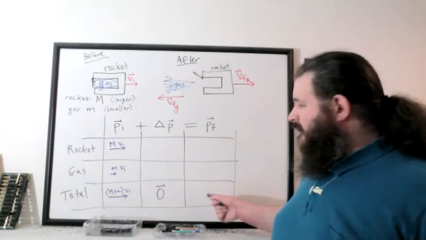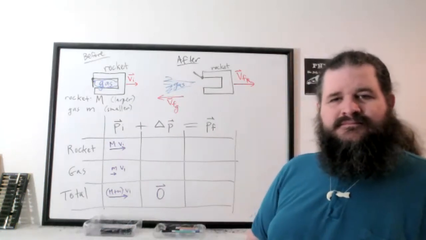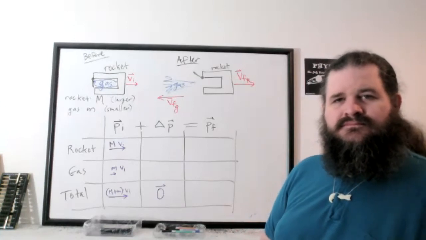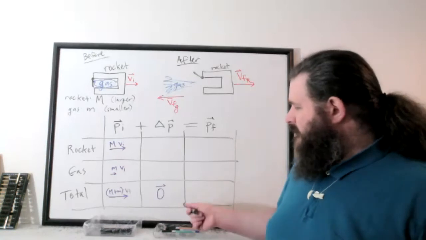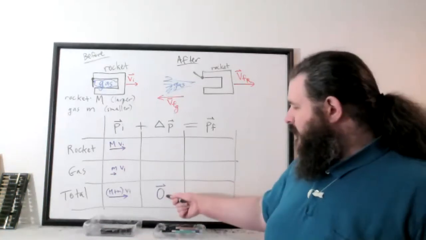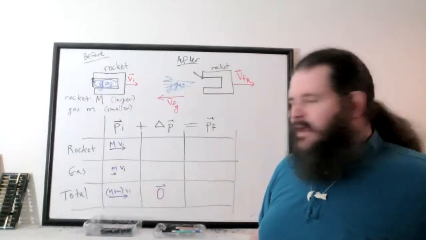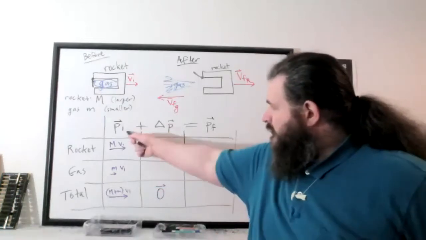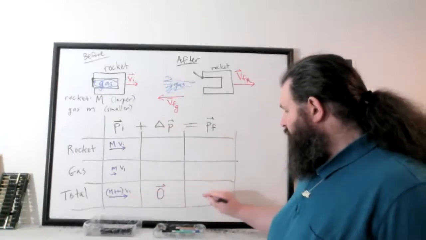What does that tell us about the final total momentum? Does it need to be equal to the total initial momentum and it's going towards the right? Exactly. If there's no change, then the final value is the same as the initial value. And you can think of that in terms of this just reading across. Initial plus change equals final. Initial plus nothing means the final is going to be the exact same.